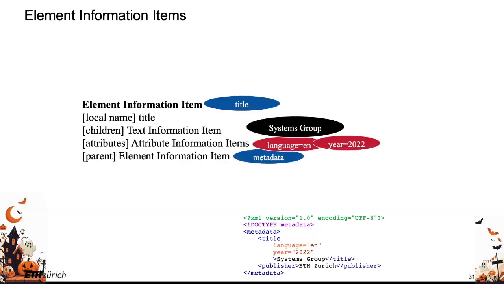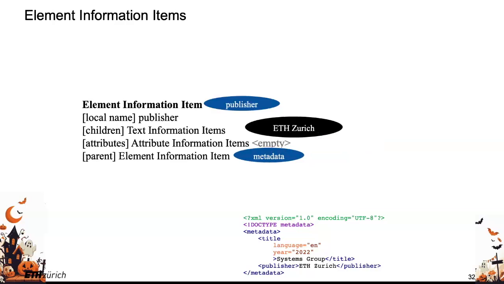I'm simplifying a bit, but this is to give you the spirit. Then we have another one that's title, same properties, but now the local name is title. The children, there's just some text in title. The attributes, there's 2 of them, language English and year 2022. And the parent is metadata, right? It's this bidirectional navigation that you can go up or down to one or the other.